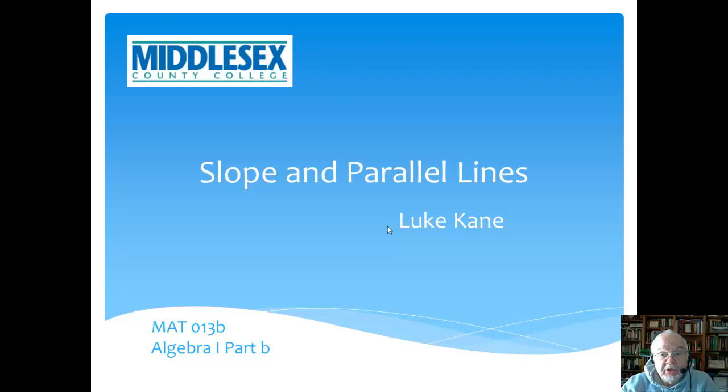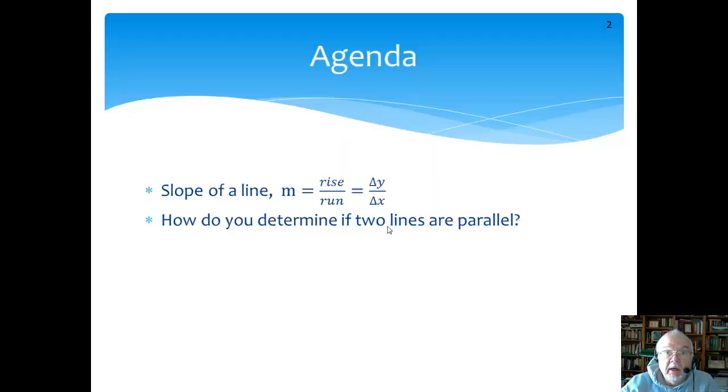Today we're going to talk about slope and how it applies to parallel lines. You may recall at our last lecture we talked about the slope of a line and we defined it as the rise over the run, the change in y divided by the change in x. Today we're going to use that information to determine if two lines are parallel or not.